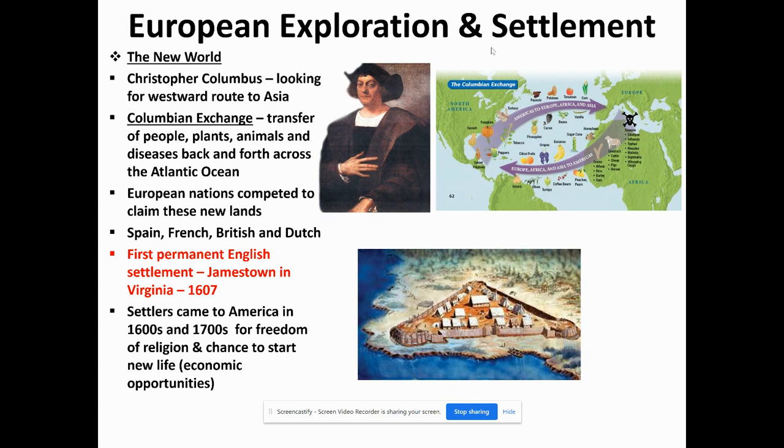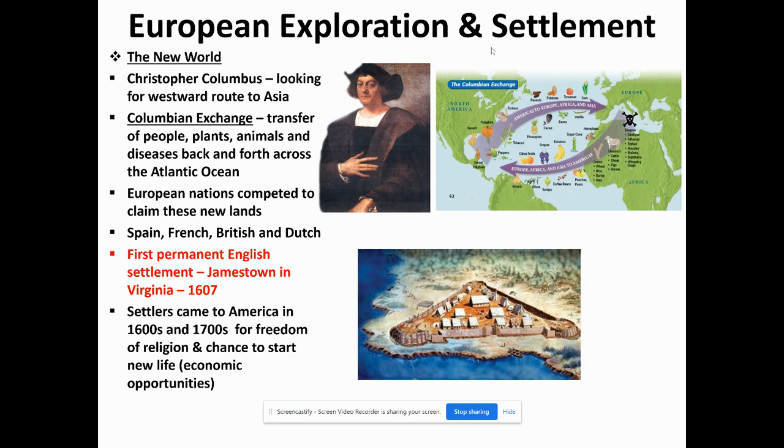And so he is given a lot of credit for the discovery. Now, we know that the Vikings were here, and we know that there are Native Americans that are already established in their tribes and so forth. But we still say that he discovers the New World.